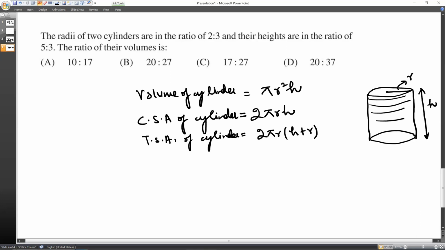So what is being asked? The radii of two cylinders are in the ratio 2:3, and their heights are in the ratio 5:3. Then what is the ratio of their volumes?